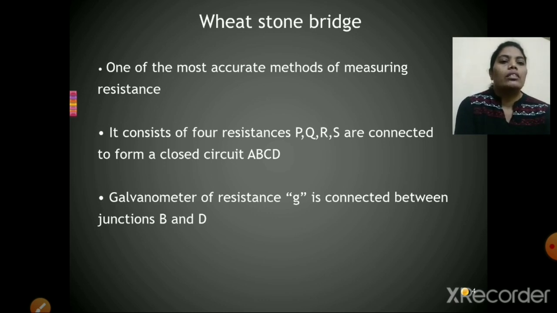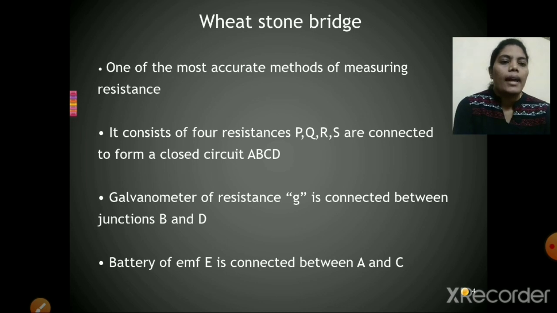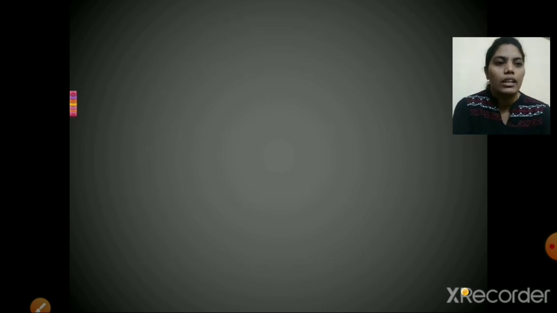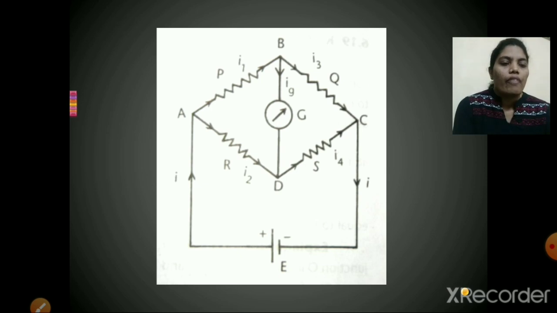Now, in this closed circuit, B and D junctions are connected through a galvanometer, whose resistance is G, small g, and the other two junctions A and C are connected with a battery of EMF E, indicated by capital E. Now you can see here a very important diagram. If you understand this diagram carefully, it is very easy to derive the balancing condition of Wheatstone bridge.